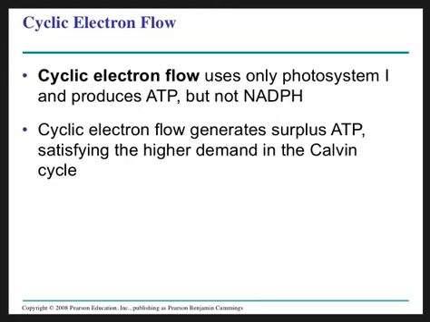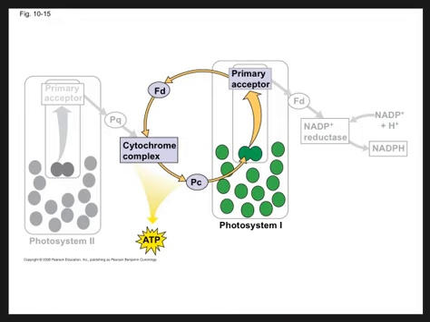So this coming up is the cyclic flow. And the cyclic flow is different. It only uses photosystem 1. It only uses the second half of that process. It produces ATP, but it never finishes out to produce the NADPH. So the only thing we get from cyclic flow is ATP, which is really satisfying. I mean, that's an important thing if you need ATP.